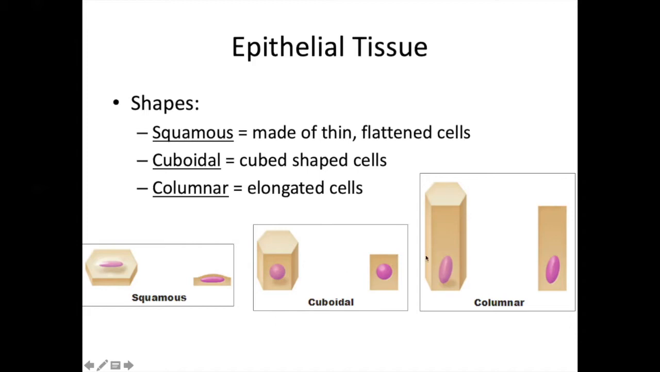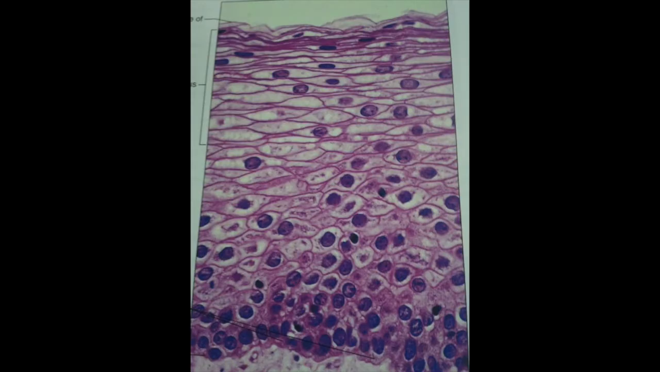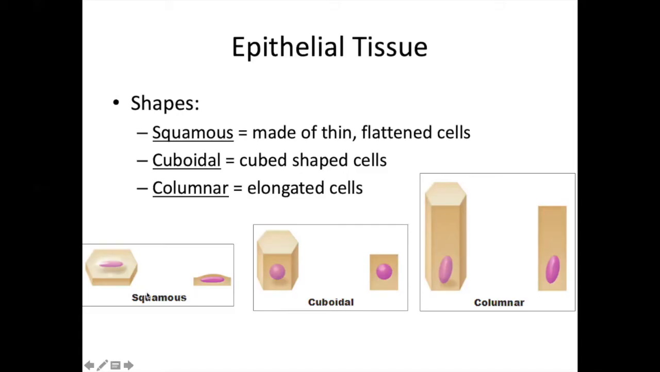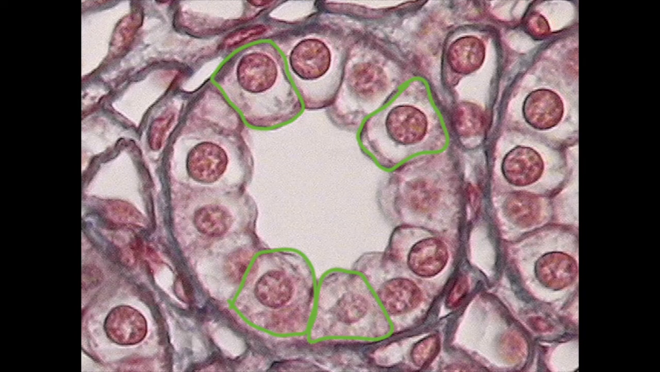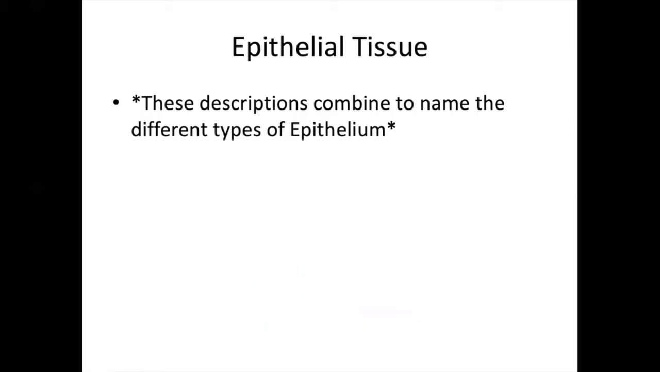Squamous, cuboidal, columnar. And then when we're going to put those words together, if you have one layer of squamous, it's simple squamous. If you have many layers of squamous, it's stratified squamous. Same thing. One layer of cuboidal is going to be simple cuboidal. Many layers of cuboidal would be stratified cuboidal. So these descriptions will combine, and that will be the name of the epithelium, our fancy word for epithelial tissue.